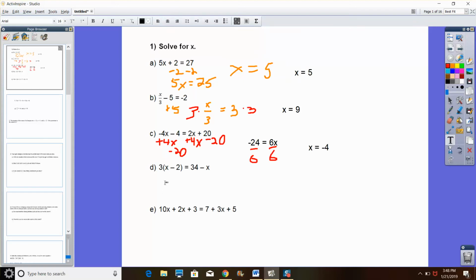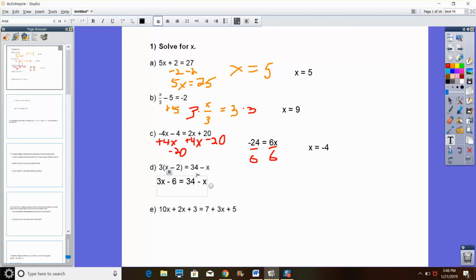For this one over here, we have, once again, variables on both sides, but we have to do a little added step here of distributing, and we'll do that first. So we'll have to distribute 3 times x minus 2. That's going to become 3x minus 6 when I multiply each of the terms inside by 3. That's going to be 34 minus x.